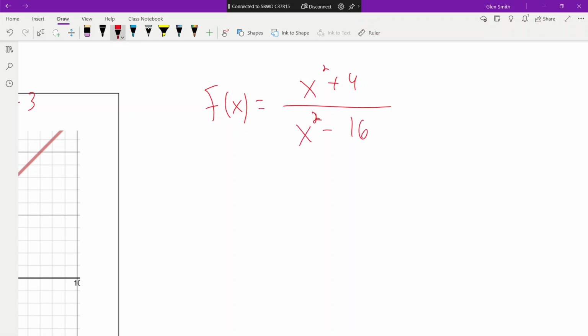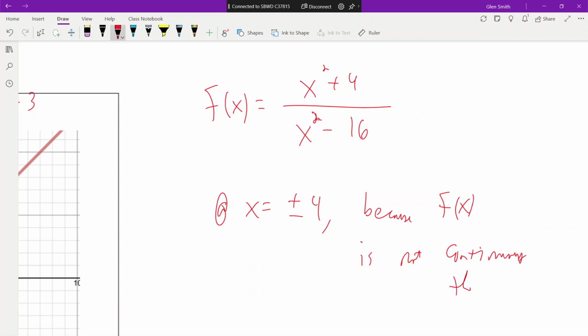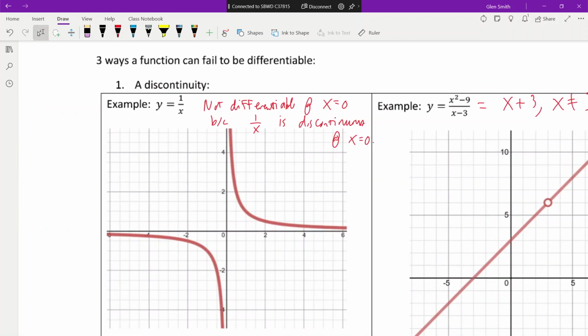If I asked you, where is that not differentiable? Who can tell me the answer to that extremely interesting question? Colin, what do you think? Yeah, at x equals plus or minus 4 because? Don't have to say asymptotes, just say. There you go. f of x is not continuous there. That's what that says in my sloppy handwriting. Okay? Great. All right, good. So, one way a function can fail to be differentiable is if it's got a discontinuity.